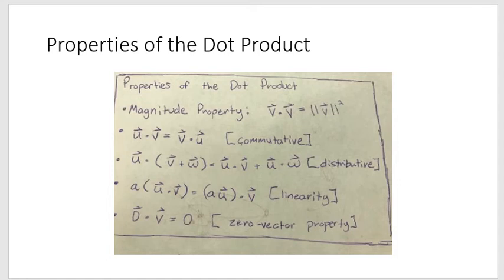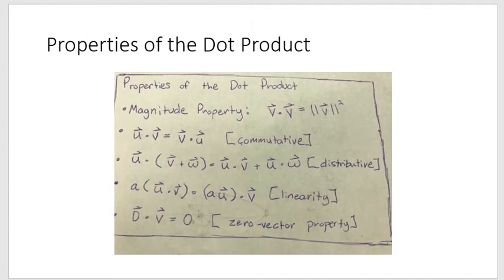The properties of the dot product: you have the magnitude property, which is really interesting because the dot product gives you a scalar quantity. By dotting a vector with itself, you're squaring it, but you get a scalar value, which is the same as just taking the magnitude and squaring it, because that's a scalar and you're just squaring the scalar.